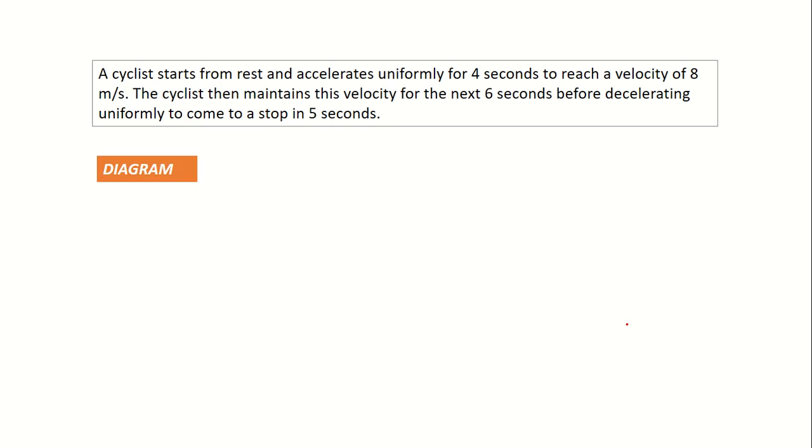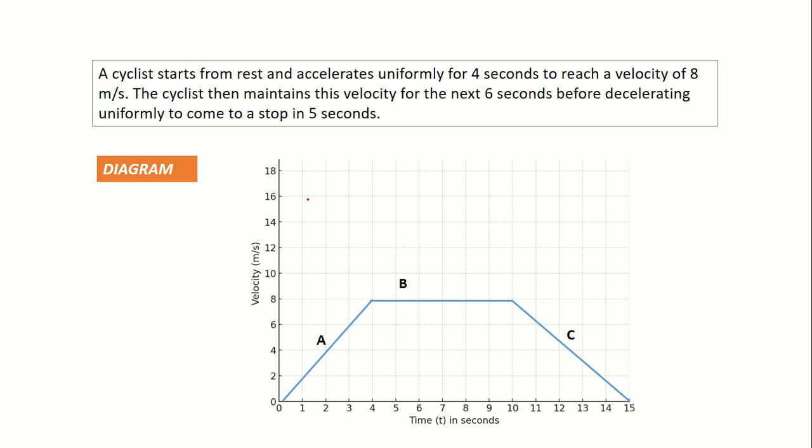Again, the first part is to draw a diagram. Here is my diagram for this problem. So my time is on the x-axis. 15 seconds yung ginawa ko, hanggang 15 seconds. Because that's 4 seconds for the first part, 6 seconds, so that's already 10. And then for the final part is 5 seconds, a total of 15. And then on the y-axis are the velocity values. Accelerates uniformly, constant ang acceleration. So that means makakita ako dyan ng straight diagonal, not a curve. So that's happening for 4 seconds.